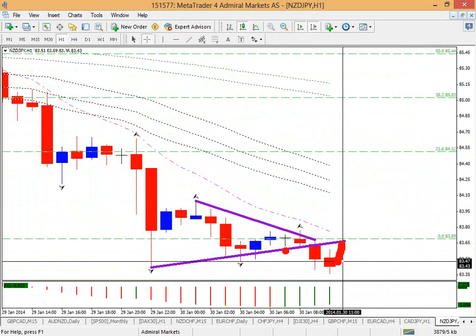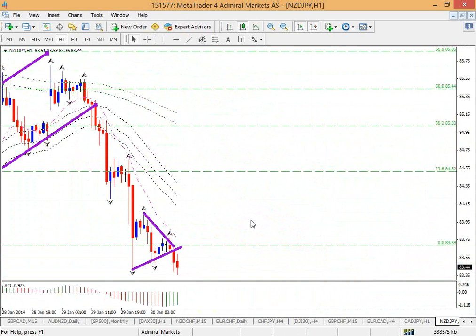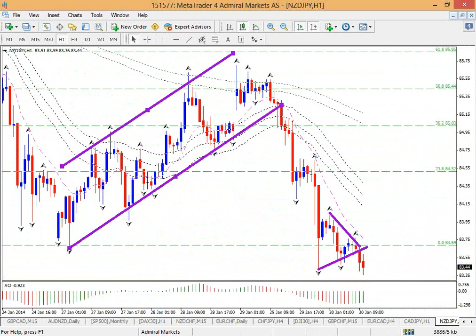So yeah, that would look good. I would just want to take a look at the dollar yen. If the dollar yen starts to break to the upside, of course the yen will make that retracement to the upside.